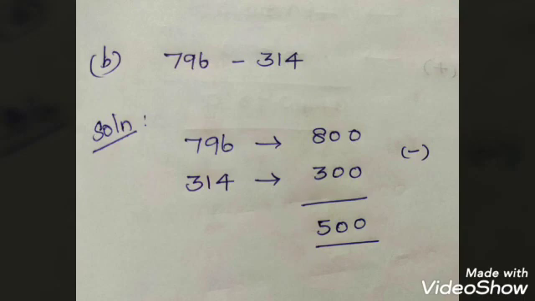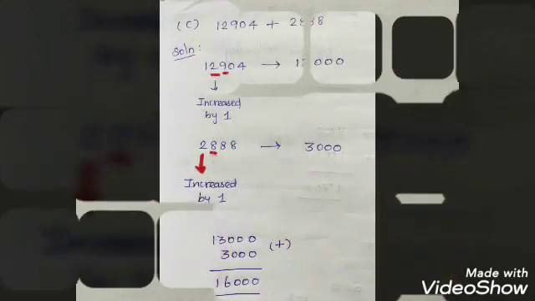Next, 796 minus 314. 796. What is your tens place? 9. So is 9 greater than 5 or less than 5? Greater than 5. So what do we have to do? In the hundreds place, 1 should be increased. What is your hundreds place? 7. 7 plus 1? 8. So 800. Next 314. What's your tens place? 1, which is less than 5. So we can put it as it is, 3. The two places become 0. 300. 800 minus 300 gives you 500. Is this clear? The only thing you have to see is whether the number is less than 5 or greater than 5. Less than 5 means you put it as it is; greater than 5 means the digit 1 should be added.